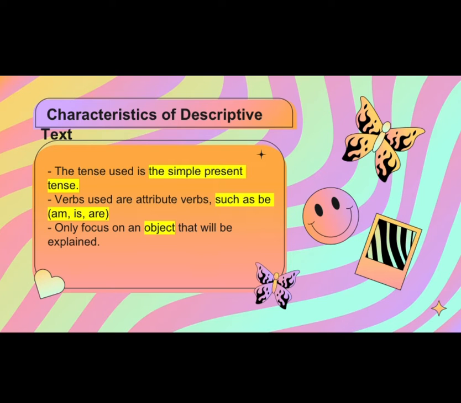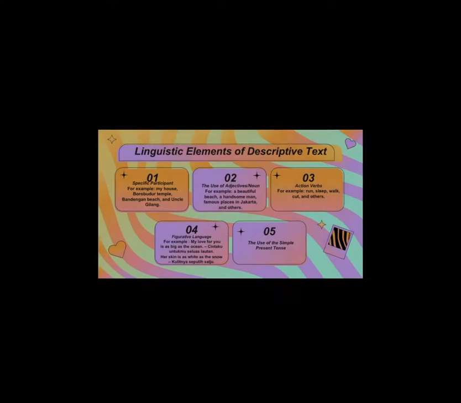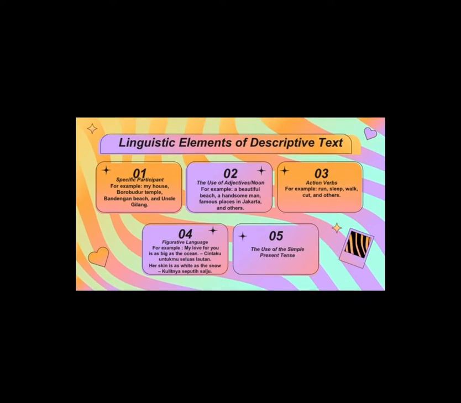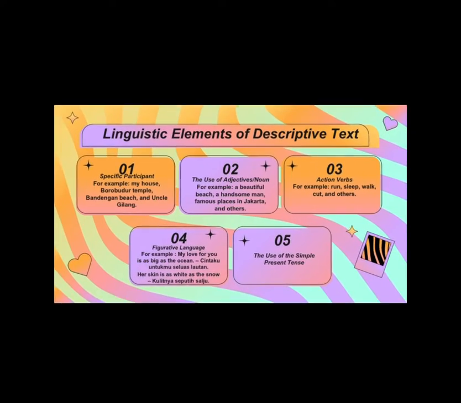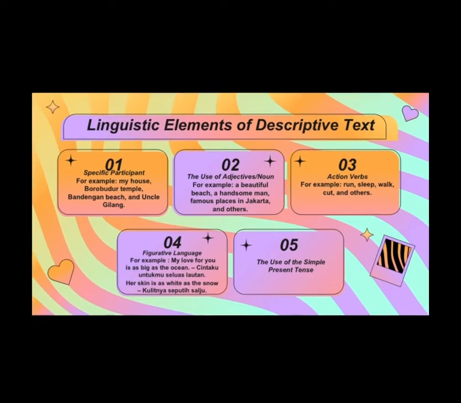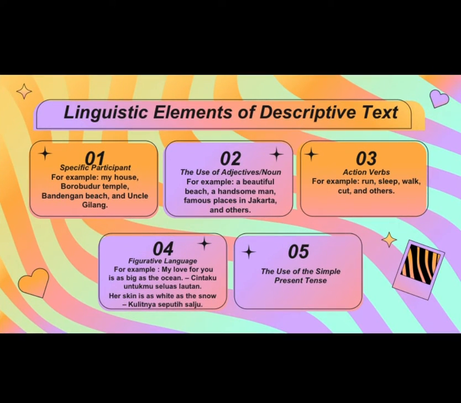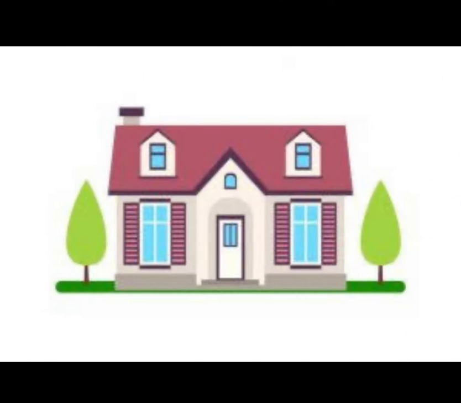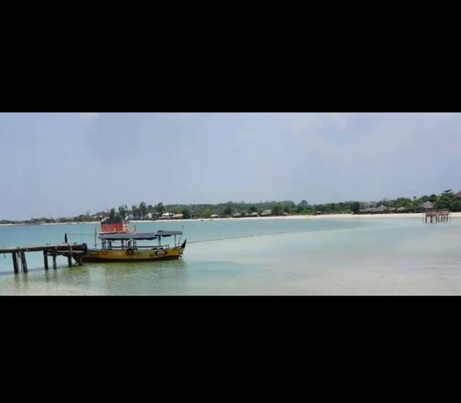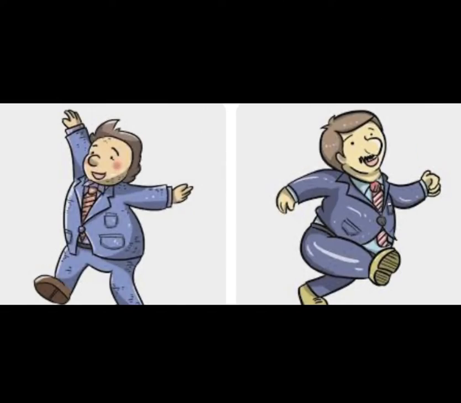So, we move to the next material, which is about linguistic elements in the descriptive text. Linguistic elements, first is specific participant. Specific participant is a certain object using only one word explanation. For example, my house, Borobudur Temple, Bandengan Beach, and Uncle Gilang.